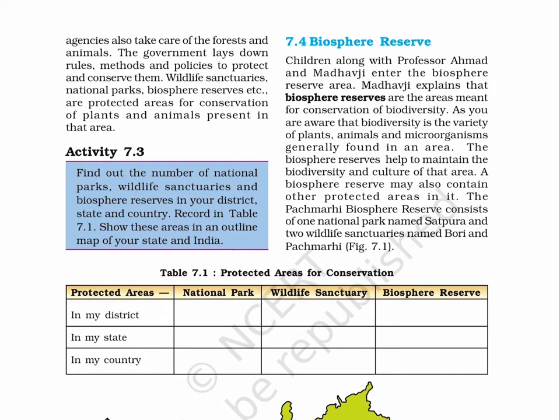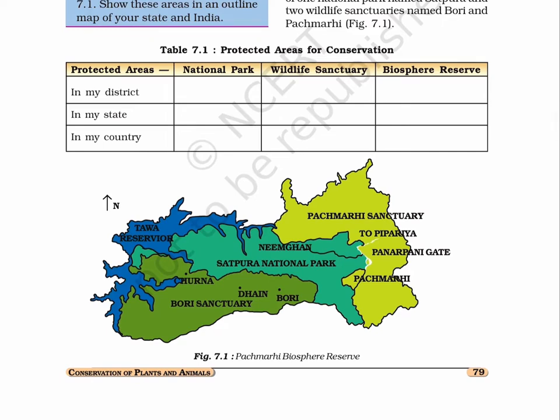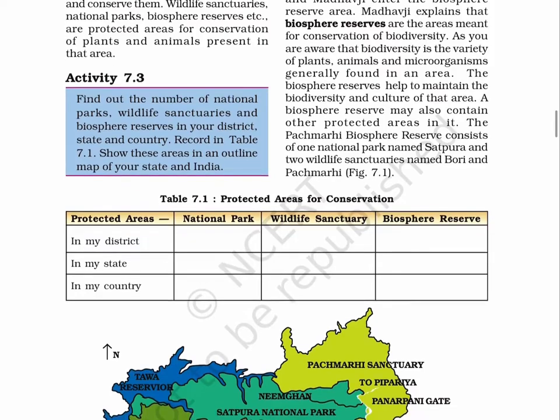Table 7.1. Protected areas for conservation. The table has 4 columns. The first one is for protected areas, then national park, then wildlife sanctuary, and finally the 4th column, biosphere reserve. The first column, protected areas, has 3 sub-columns. The first one being in my district, followed by in my state, and finally in my country. Now, complete this table in your notebook.